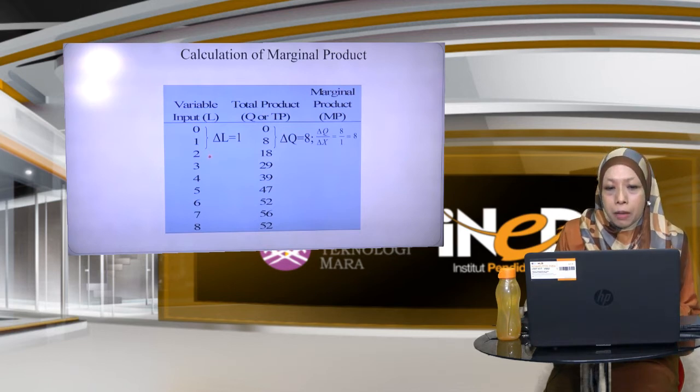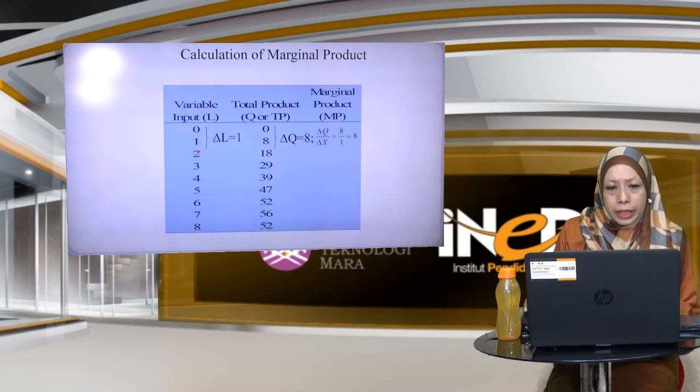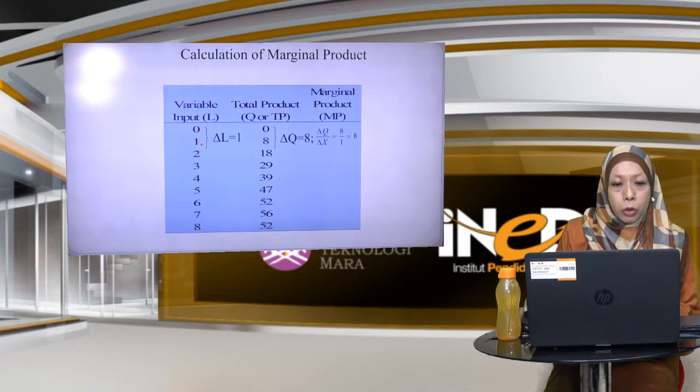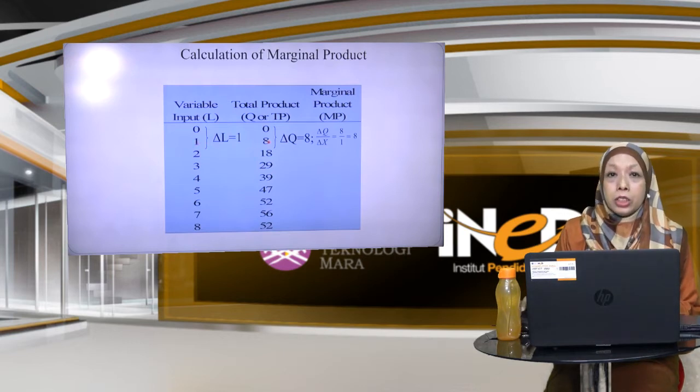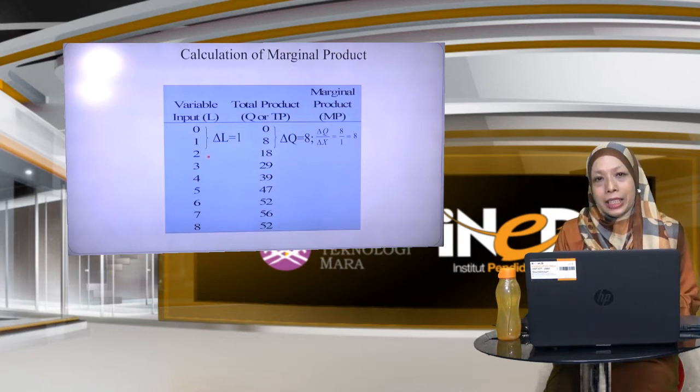For example, when you take in the second worker, production becomes 18. So what is the contribution of the second worker? Well, when we only have one worker, production is only 8. But when you have 2 workers, production becomes 18. That means it must be the case that the second worker contributes 10 towards production. So 10 is what we call marginal product.